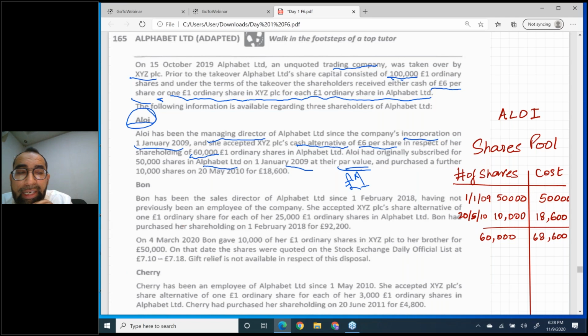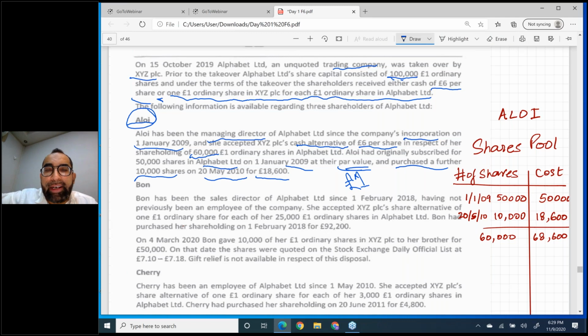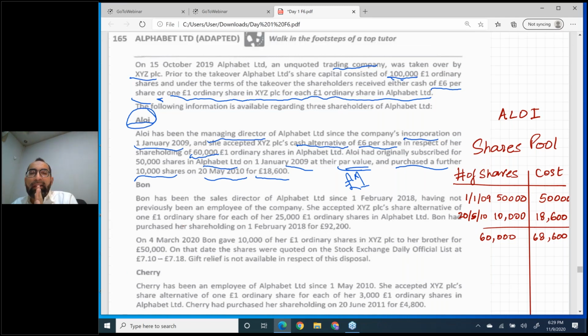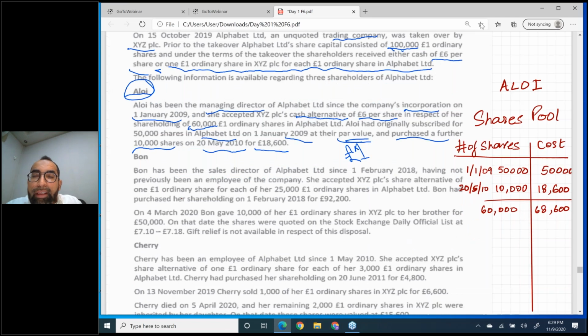So originally this lady bought 50,000 shares for £1 each. So what is the cost? 50,000 multiplied by 1 is 50,000, and she purchased a further 10,000 shares on 20th May 2010 for 18,600. Now please go slow. These are the same company and same class of shares. Same company and same class of shares are indistinguishable, and they are added in the pool. I have made the pool for you. This is the pool for Alloy. Check the screen with red pen. Number of shares.